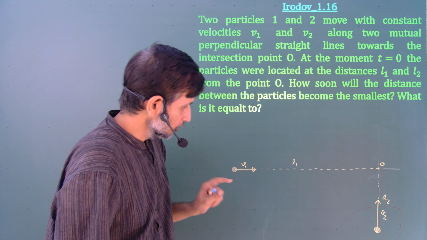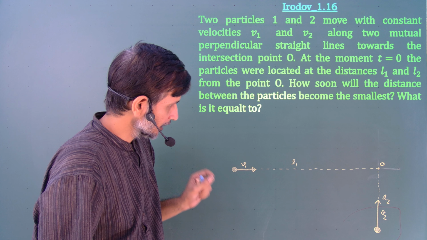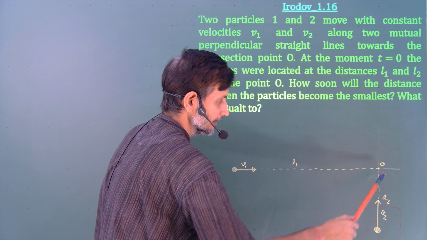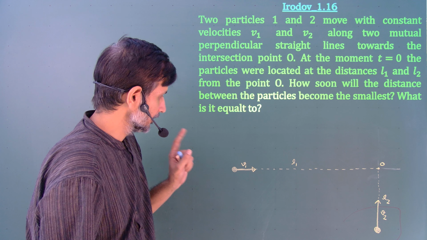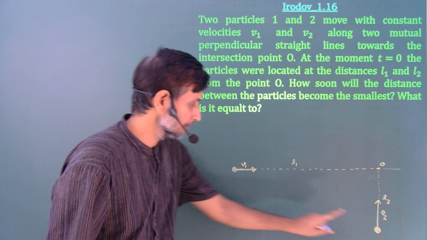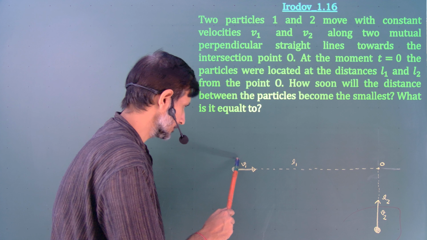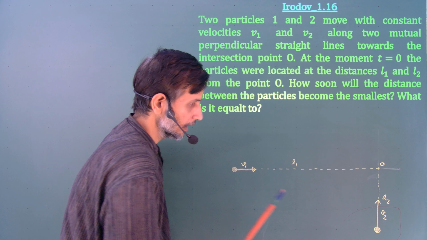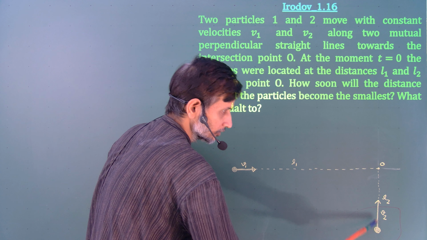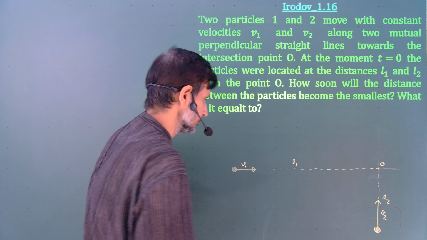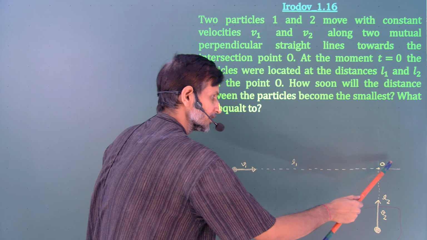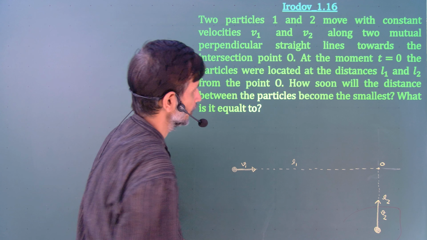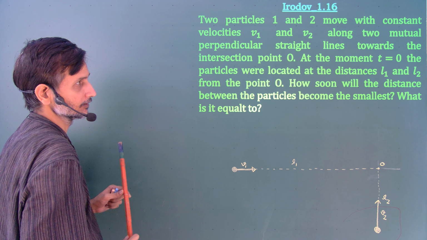There are two lines which are mutually perpendicular, and their intersection point is O. There are two particles, particle 1 and particle 2. Particle 1 is moving along this line with constant velocity v1 and particle 2 is moving along this line with constant velocity v2. Both are moving towards intersection point O. So, this is the situation.